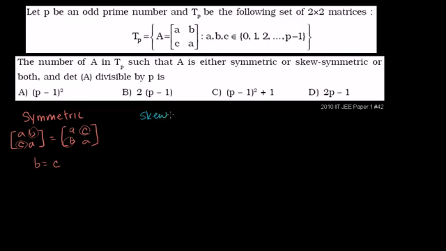Skew symmetric just means that a matrix is equal to the negative of its transpose. So skew symmetric would mean that [a, b; c, a] is equal to the negative of its transpose. This is its transpose, so the negative of its transpose is [negative a, negative c; negative b, negative a]. And so the two results from this mean that a would have to be equal to negative a, which essentially means that a has to be equal to 0.